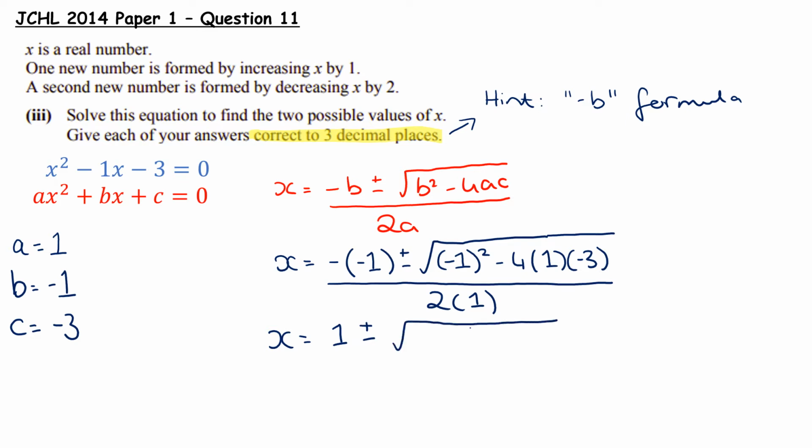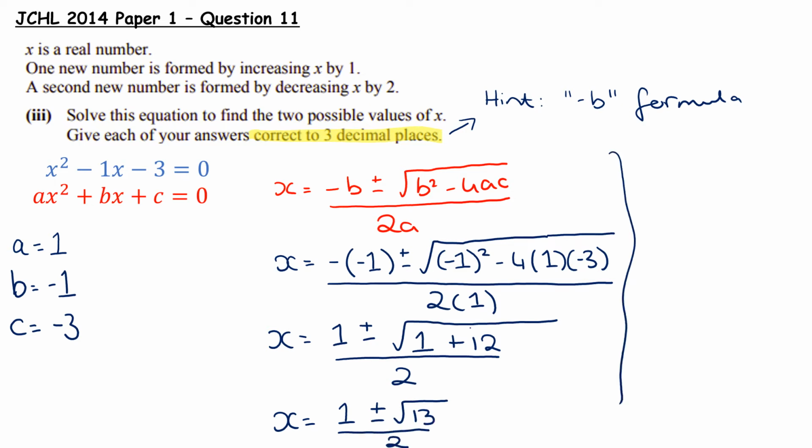Square root of minus 1 squared is 1. So minus 1 by minus 1, minus by minus is plus. Here we have minus 4 by 1, which is still minus 4. By minus 3, it's plus 12, all over 2. So we get x equals 1 plus or minus square root of 13 over 2.